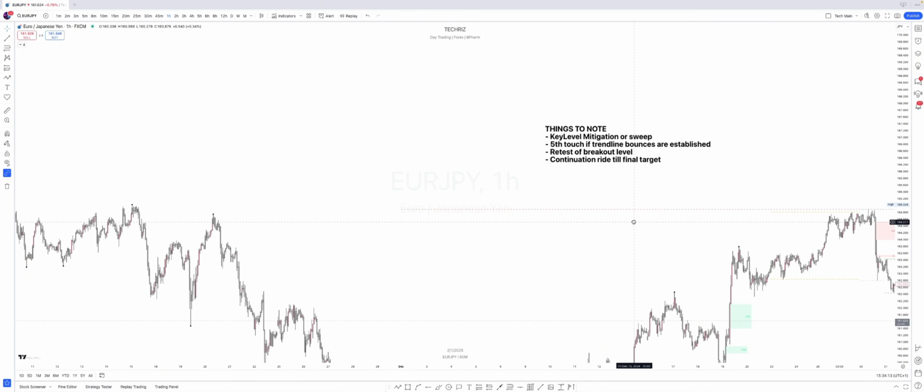Now, the second one says fifth touch if trend line bounces are established. So after we've established a bounce on the trend line, we're not going to wait. We're going to be waiting for the fifth touch, right? The fifth touch is always the breakout, right? This is what I mean.